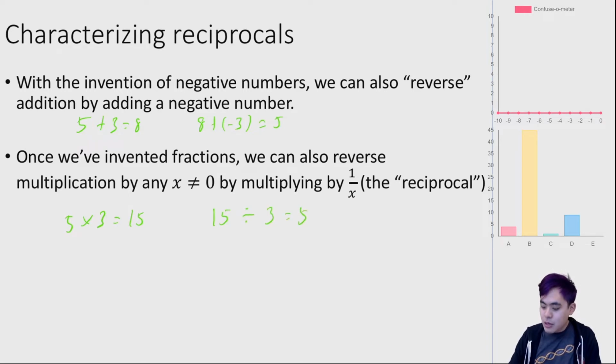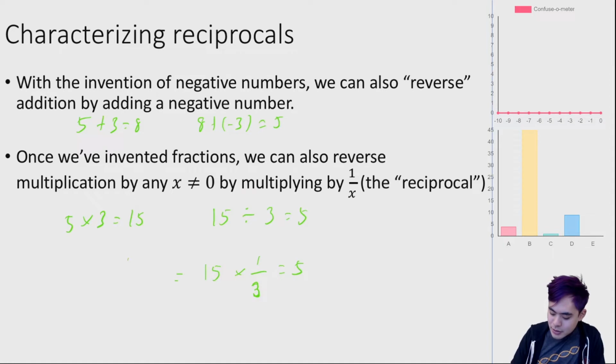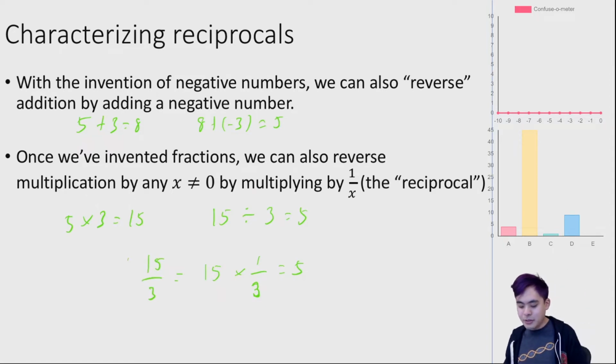But we can also write that as 15 times 1/3 is equal to 5. And sometimes you will also write this as 15 over 3, which is equal to 15 times 1/3. These are all the same thing. But importantly, we can reverse multiplication by multiplying, for most multiplications, except for a multiplication by 0, because you aren't allowed to divide by 0.